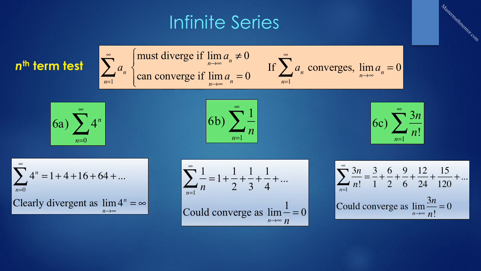6c reads summation n equals 1 to infinity of 3n over n factorial. Our first few terms are 3 plus 6 over 2 plus 9 over 6 plus 12 over 24 plus 15 over 120, etc. At first, our numerator is greater than our denominator, but very quickly our denominator becomes greater, in fact much greater. And we find that this could converge as the limit as n approaches infinity of 3n over n factorial is equal to 0.